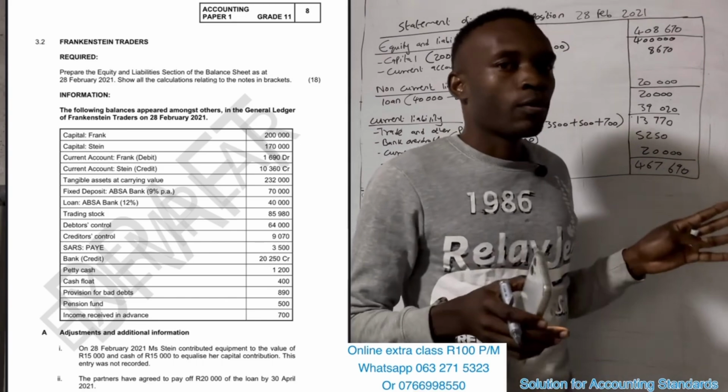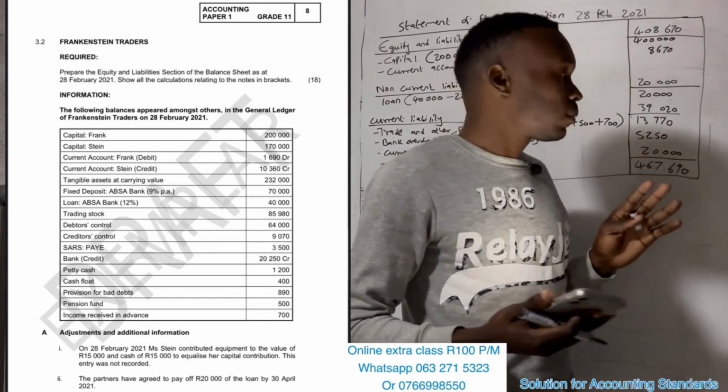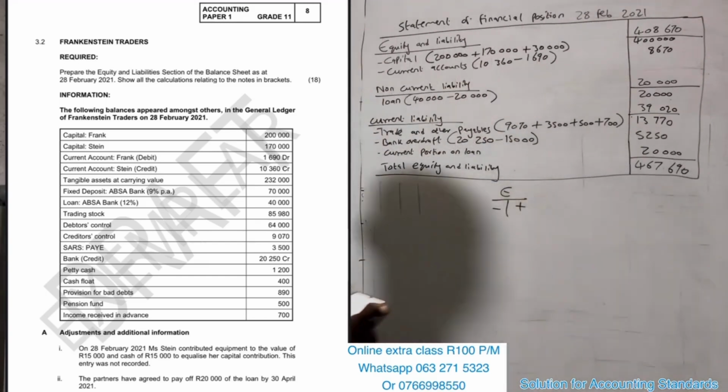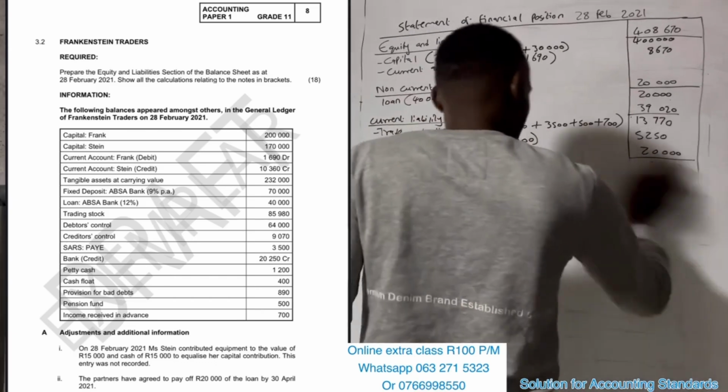Very simple. Okay, now we are moving to the next question, guys. In the next question, we are going to talk about the two notes, a capital note and current account notes. So don't be surprised, guys.